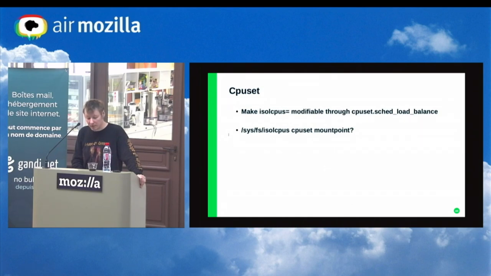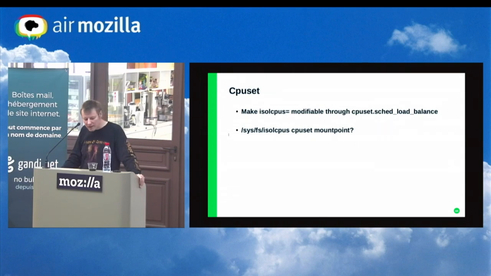Also, it would be nice to have isolcpus be modifiable. So this kernel boot option, once you set it on the boot, it's not modifiable afterward. So you have to live with those CPUs isolated for the rest of your life, if you never reboot your box, of course. So it would be nice to have it modifiable through cpuset sched_load_balance because they both do the same in the end.